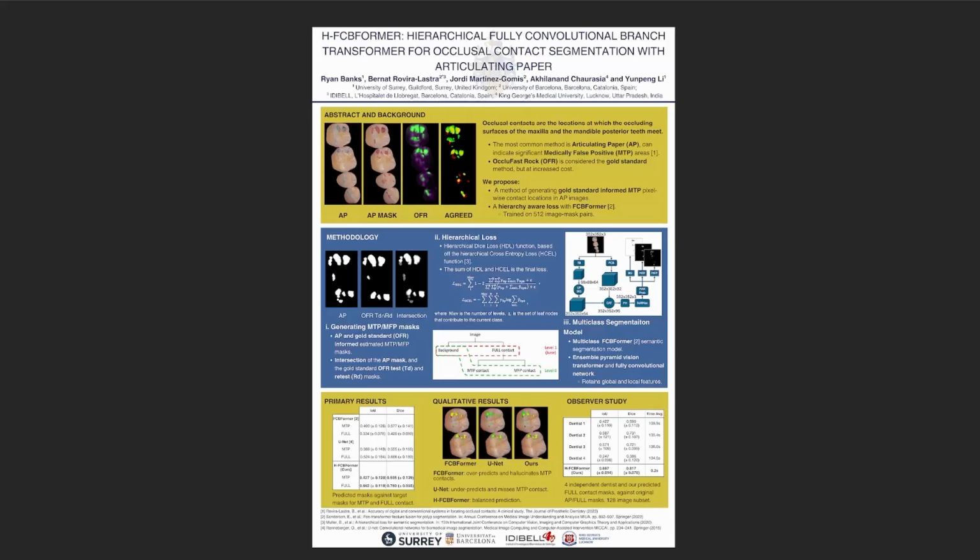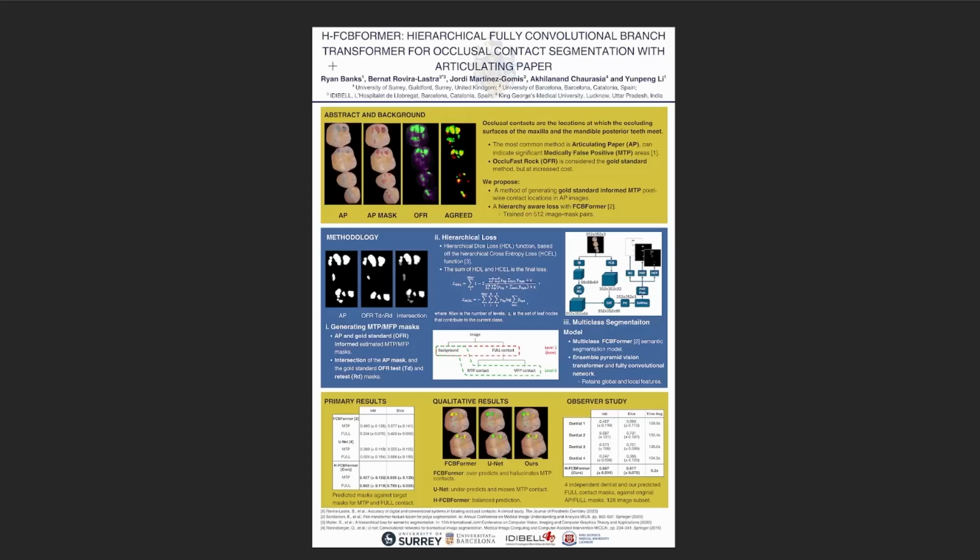The most common method of occlusal contact identification is articulating paper, as it is cheap and easy to use, but it is inaccurate. Occlusal rock is considered the gold standard test method due to its high accuracy, but it is expensive, so it's not often used in clinical practice.